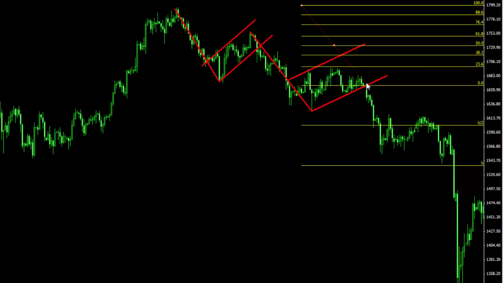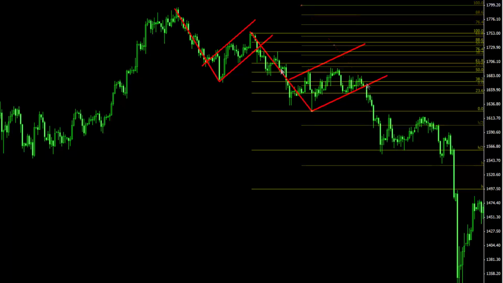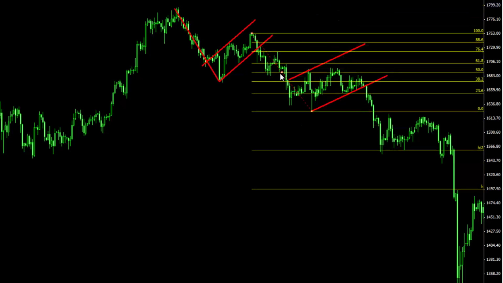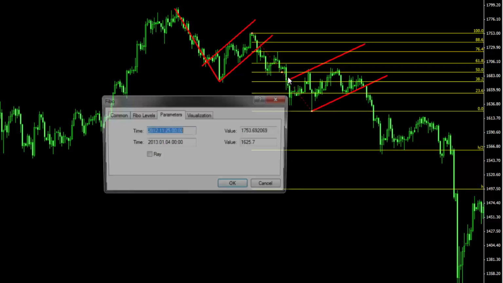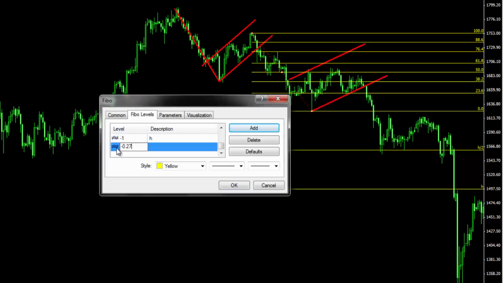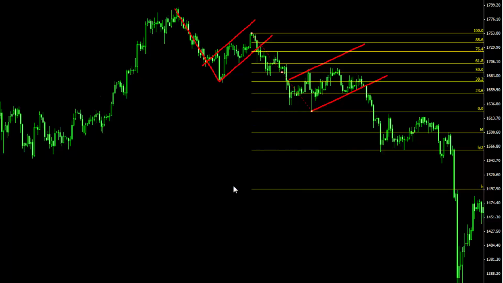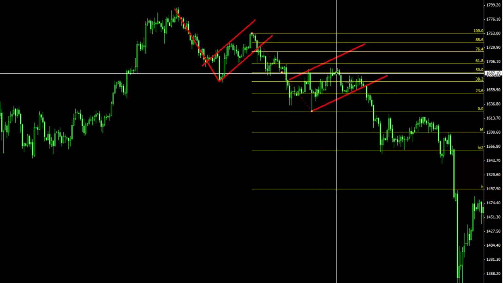Price has met 50% of Fibonacci, thus it may proceed to the minus 0.27 level of Fibonacci. A trader can add the new level through FIBO levels of the FIBO properties window. A trader can enter M in the description field. If a trader does not change the location of Fibonacci, price would fall to the M level.